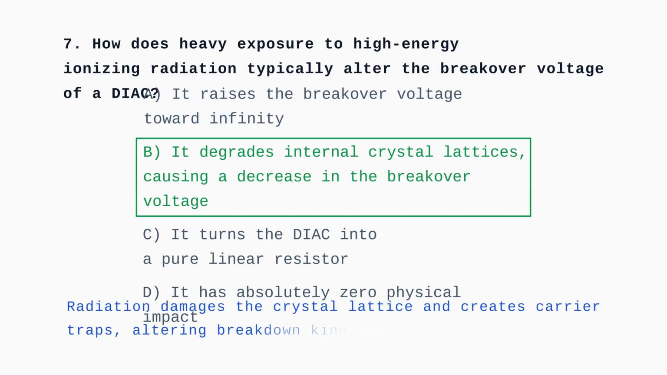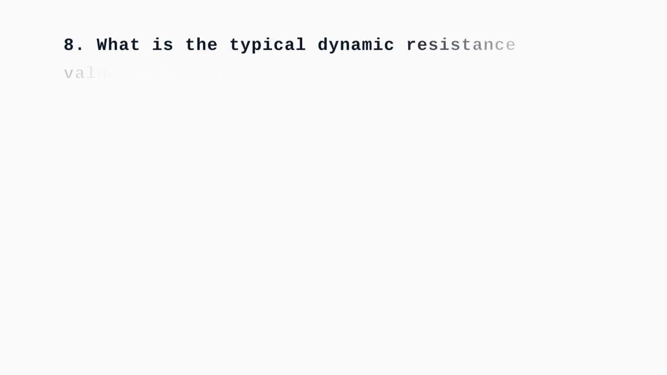Ionizing radiation introduces structural defects into the silicon crystal lattice. These defects act as recombination centers, lowering carrier lifetime and reducing the breakover voltage threshold.